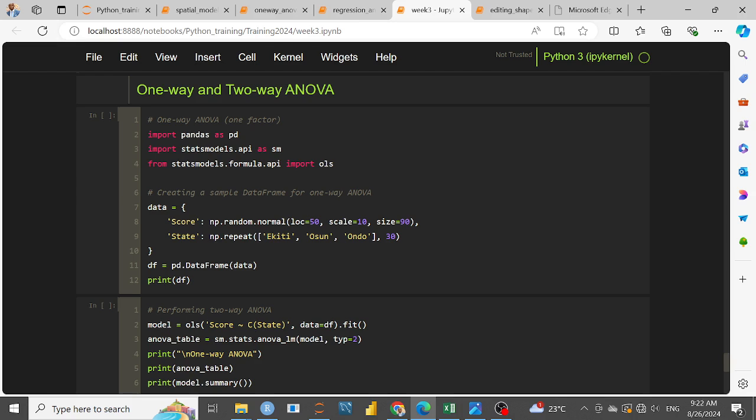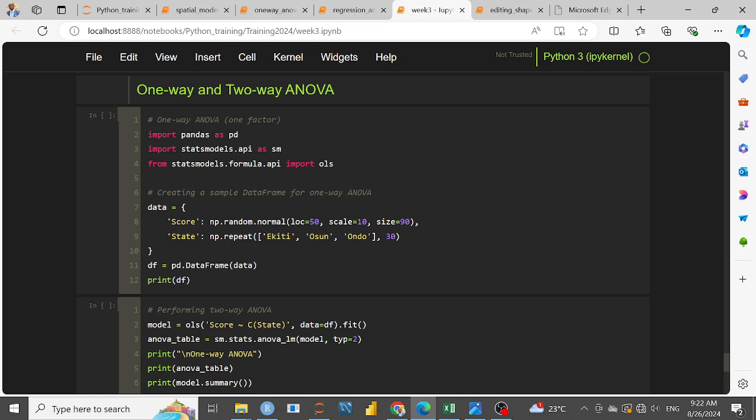What I do is just the np.random, which I've explained, to generate a normal distribution. The np is from the NumPy library. The repeat here is because I don't want to be wasting my time repeating Ekiti, Osun in 90 places. So what I need to do is just to write the 3 levels or 3 categories, Ekiti, Osun, Ondo, and I put that here. Python will now repeat each of these 30 times. It will repeat Ekiti 30 times, Osun State 30 times, Ondo State 30 times. So we are going to have this as 90.